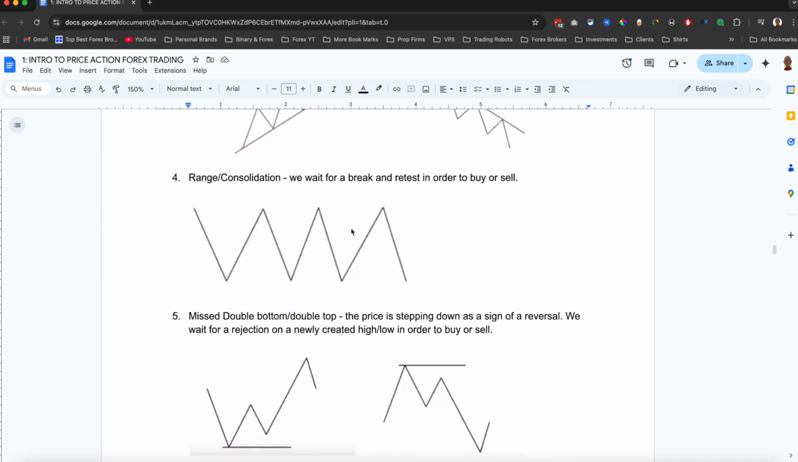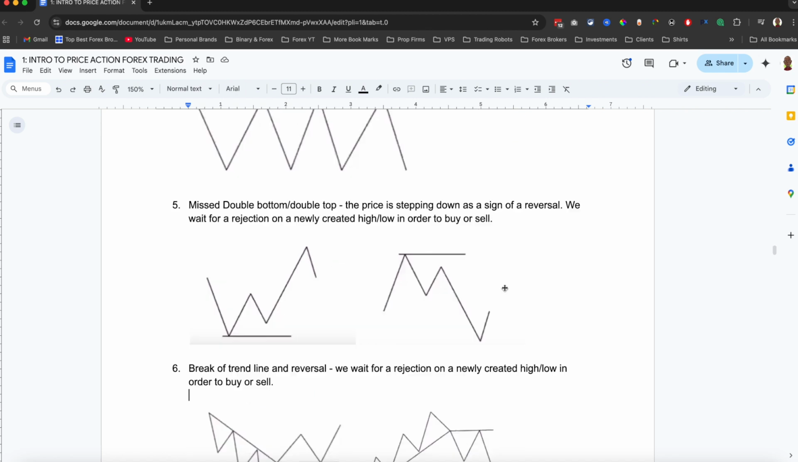For range or consolidation, we wait for a break and a retest in order to buy and sell. So for this particular pattern, you wait for a break of either a high, so there is an imaginary trend line here, right? Because this trend line is being respected up and down. So if there is a break of that trend line, we wait for a retest of that trend line, and then we sell, and then we buy. Or there is an imaginary trend line below, then we wait for a break of that trend line, then a retest of that trend line, and then down below, right?